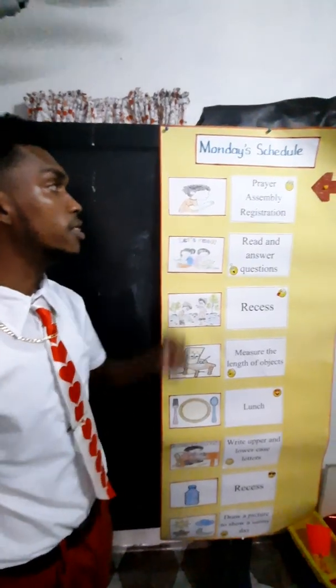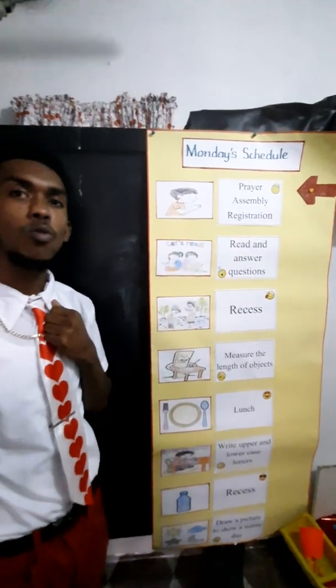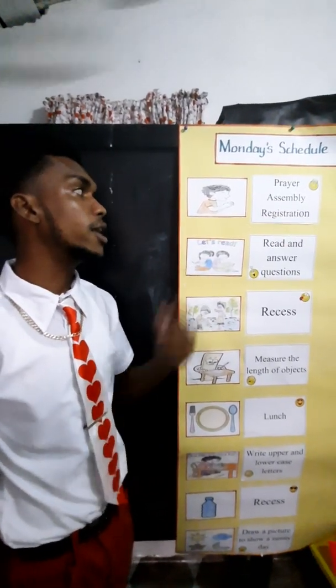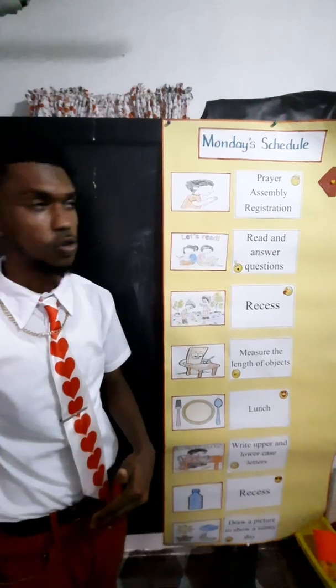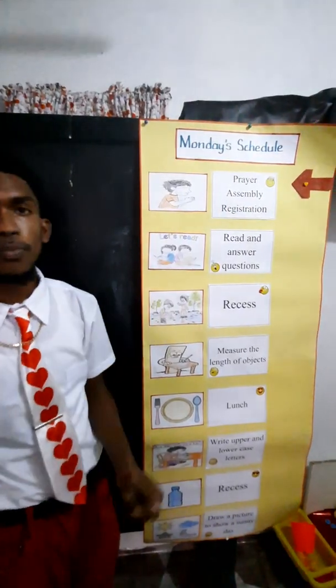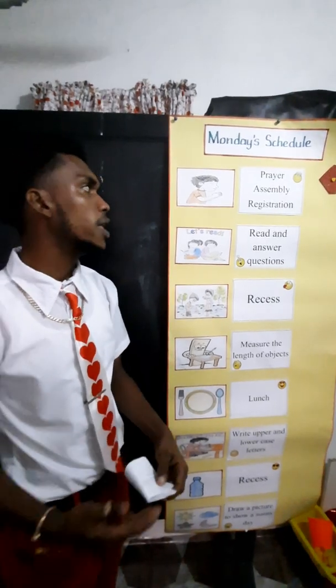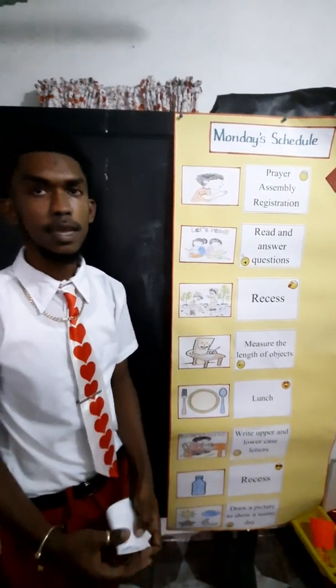And so on Monday, the first thing that I would want my children to accomplish is to follow the inner prayer, the assembly, and registration. And so the children will have to pray and then they will assemble. After that, they will do their registration, which is taking attendance.